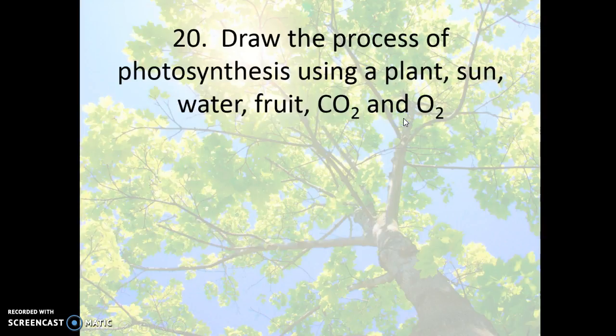So what I'd like you to do is flip your paper over and in your own way, draw the process of photosynthesis using a plant, sun, water, fruit of some kind, carbon dioxide, and oxygen. Now, if you're perplexed on how to do this, there was a really good drawing in this slideshow itself that you could use as a way to kind of help you out. And I'd like you then to bring that to class. And bring questions to class if you have any questions.